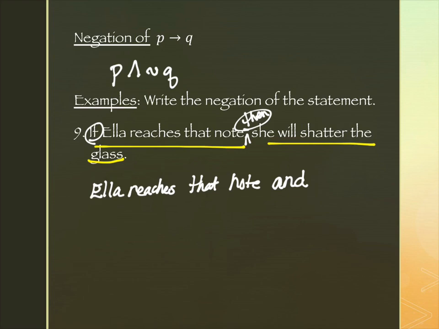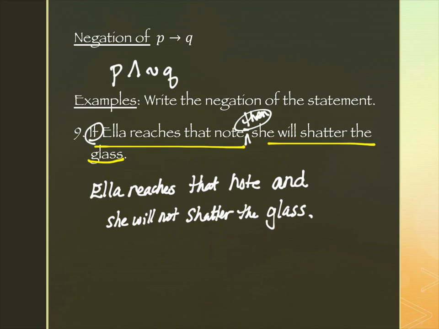We negate the second part. What will the negated version of the second part look like? She will not shatter the glass. Now, that said, you could change verb tenses and it would be okay too. She did not shatter the glass. That would be all right, sort of from a past tense perspective, and that would not cause any problems. Okay?